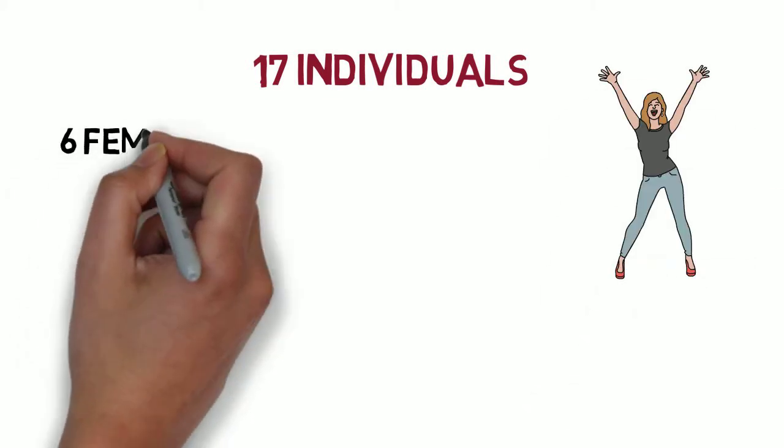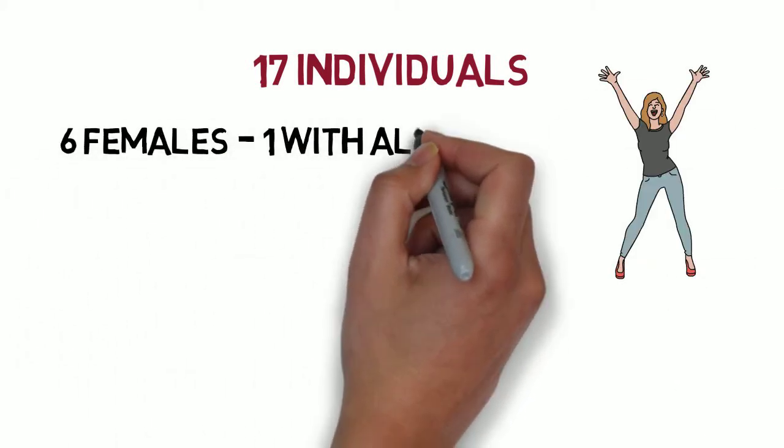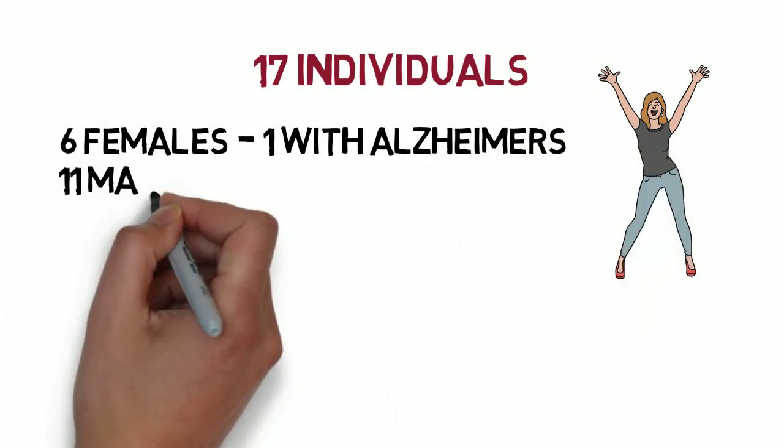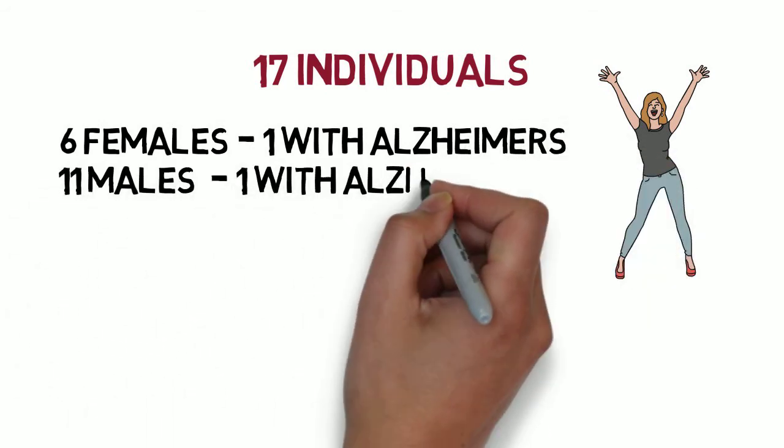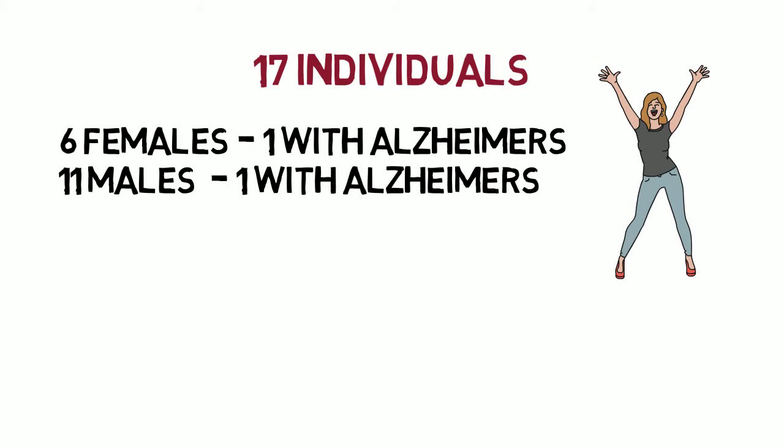Now, here's another example. We'll use this population of 17 individuals to determine the risk of female sex in developing Alzheimer's disease. Of the 6 females in this population, 1 of them has Alzheimer's. Of the 11 males in this population, 1 has Alzheimer's. Now, pause the video and use a 2x2 table to calculate the relative risk of developing Alzheimer's with the exposure of female sex. When you have the answer, play it again to see how we solved it.